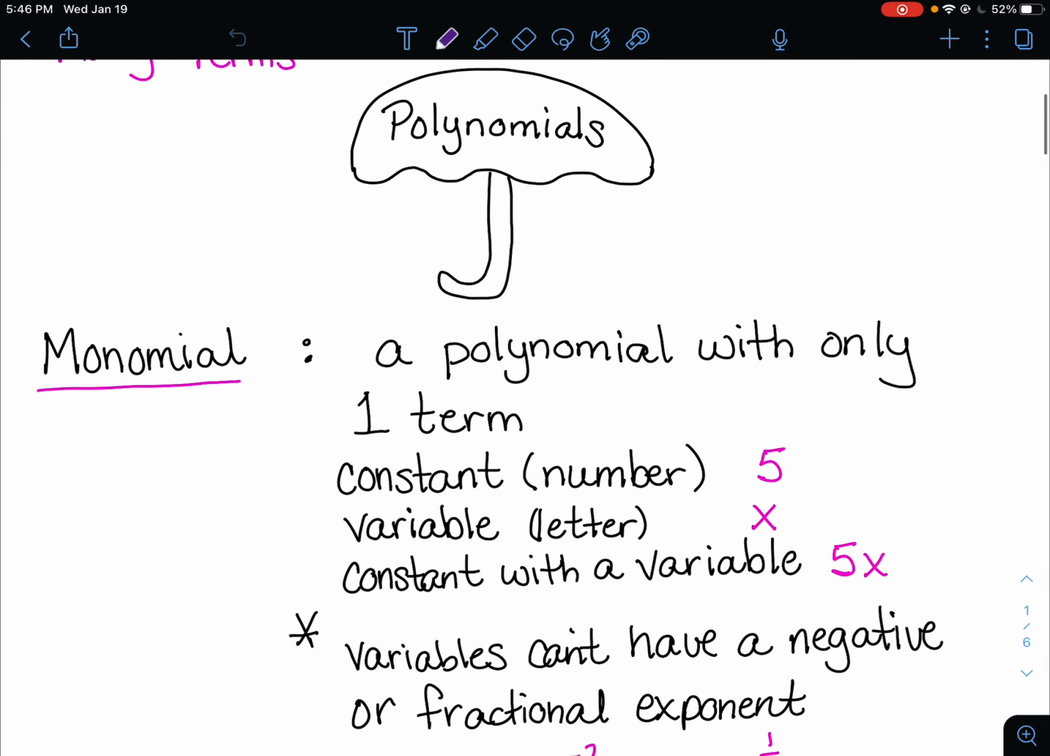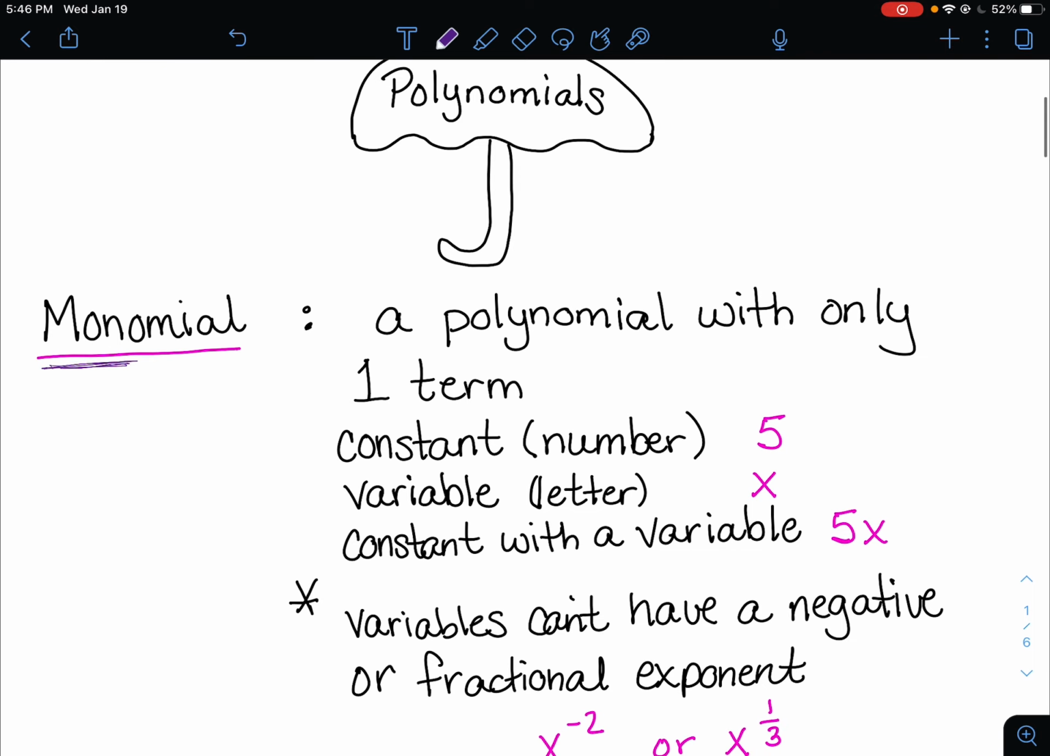So mono, the very root of monomial, means one. So a monomial is a polynomial, so it can fit under that umbrella, that is one term. A term can be either a constant, which is just a number, like the number 5. It could be a variable, which is a letter, like x, or it could be a constant with a variable, like 5x.